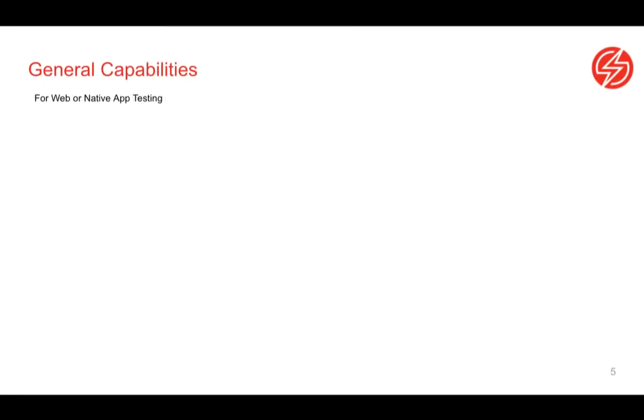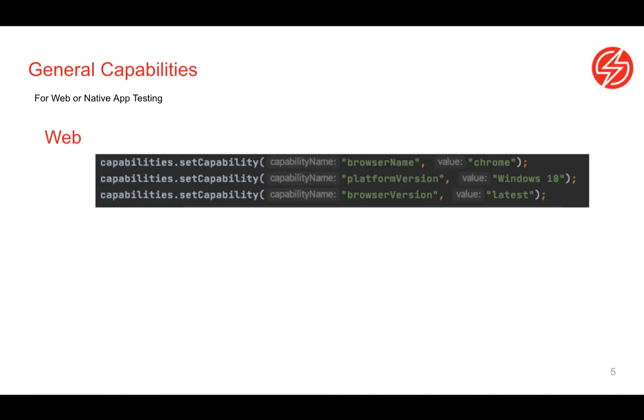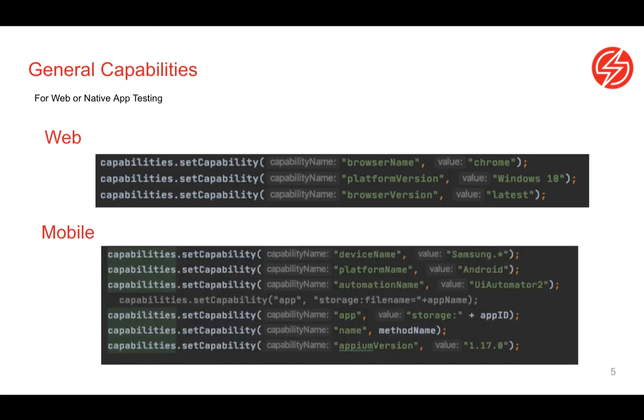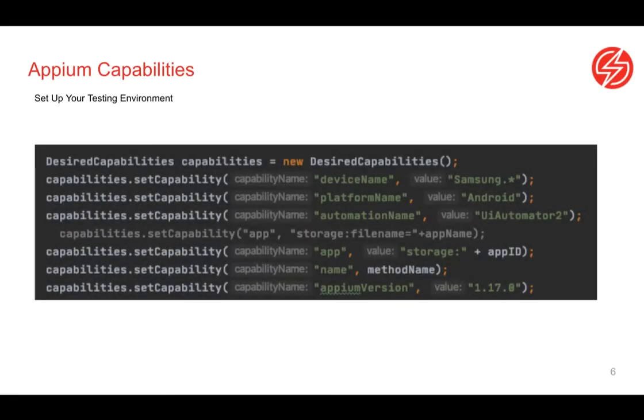Let's take a look at some of the different types of capabilities. For a web app test, you would set capabilities such as the browser name and version, as well as the operating system you would like to run a Selenium test on. Web and native application tests with Appium have similar capabilities. In the Appium capabilities, you can see you also have the device and platform name, as well as the ID of the app that identifies its storage location, as well as the Appium version.